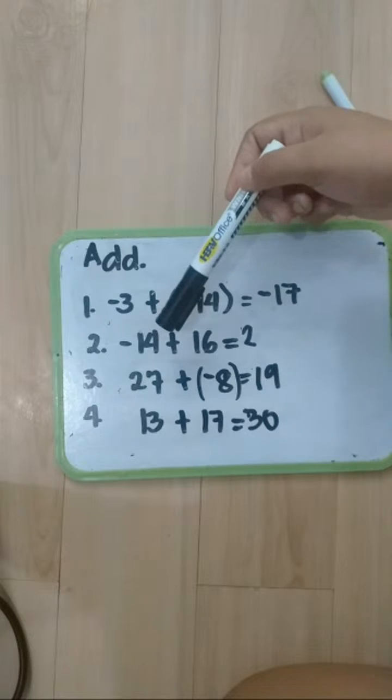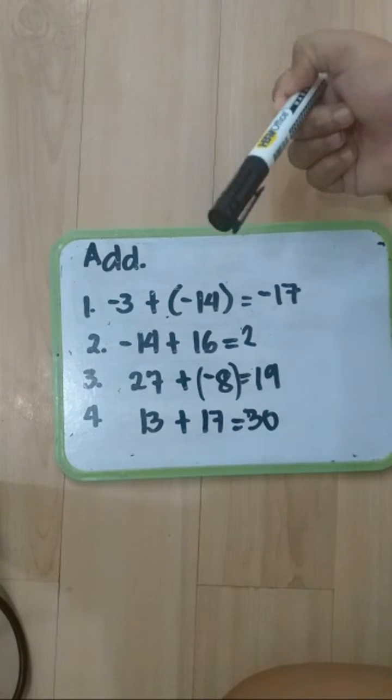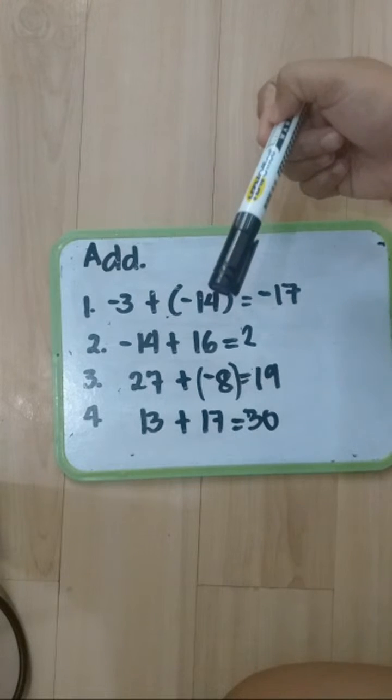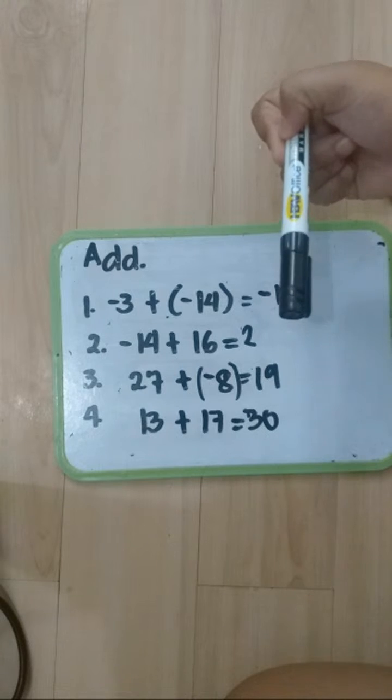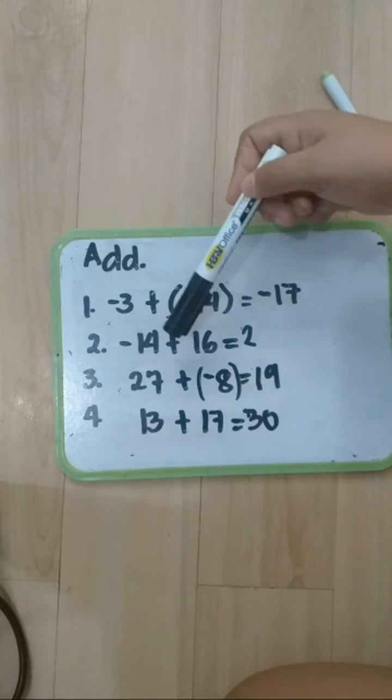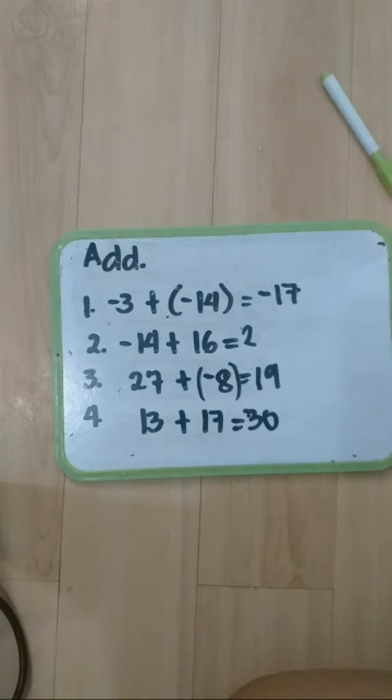Kapag naman magkaibang sign, you have to copy the sign of the bigger absolute value. Kung ano yung may pinakamalaking absolute value, yun dapat ang sign ng sagot mo. So, dito, ang mas malaking absolute value ay 16. Kaya positive yung ating sagot. May tanong pa po ba? Kung wala na, erasin ko na to.